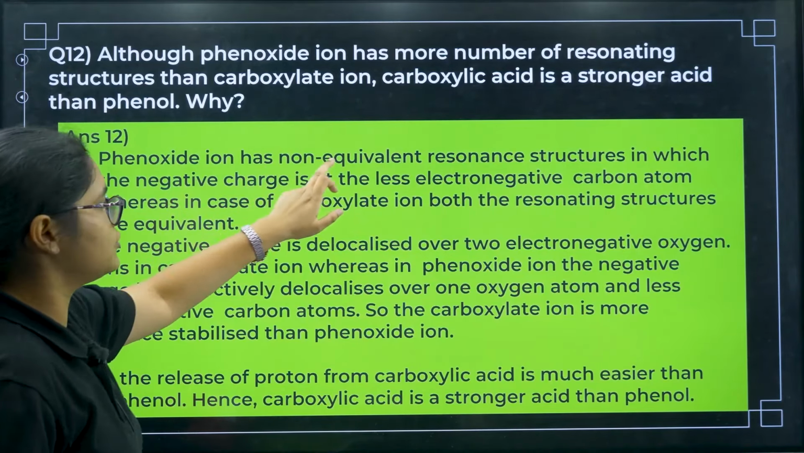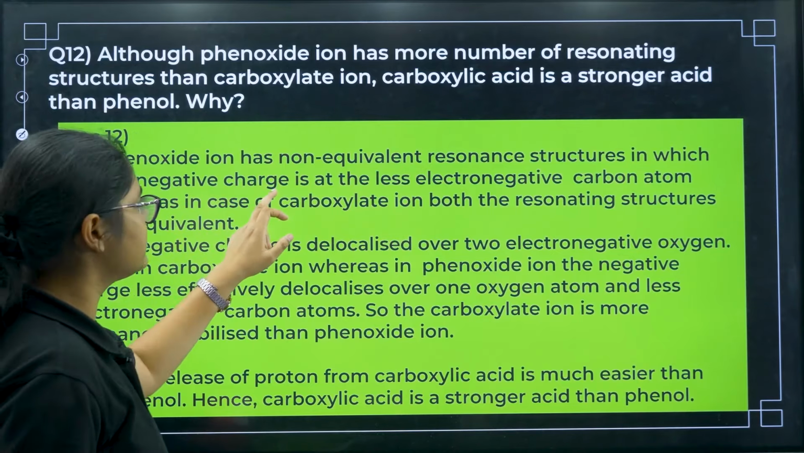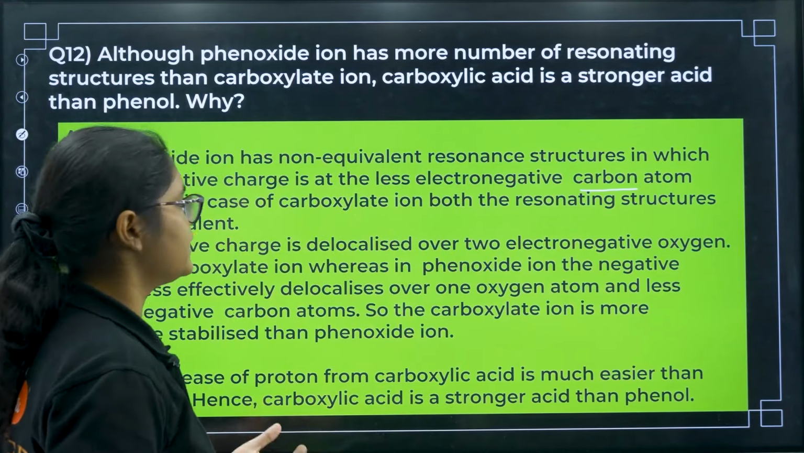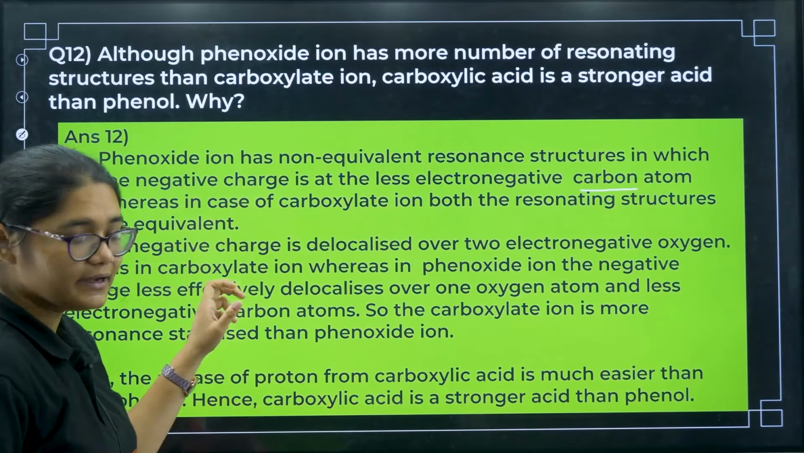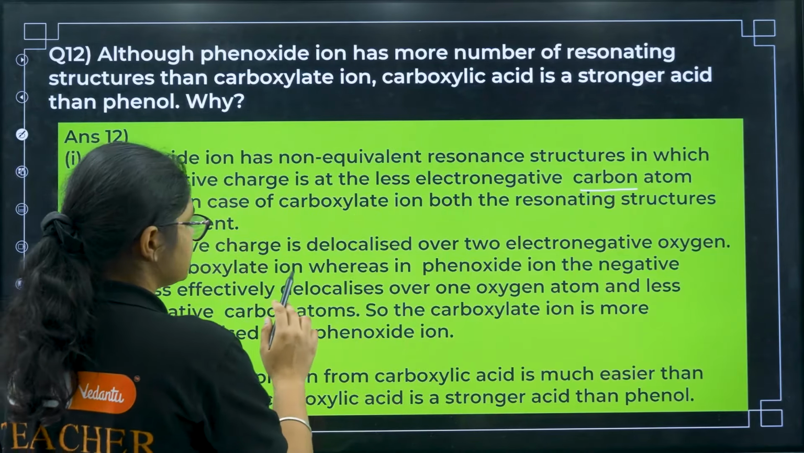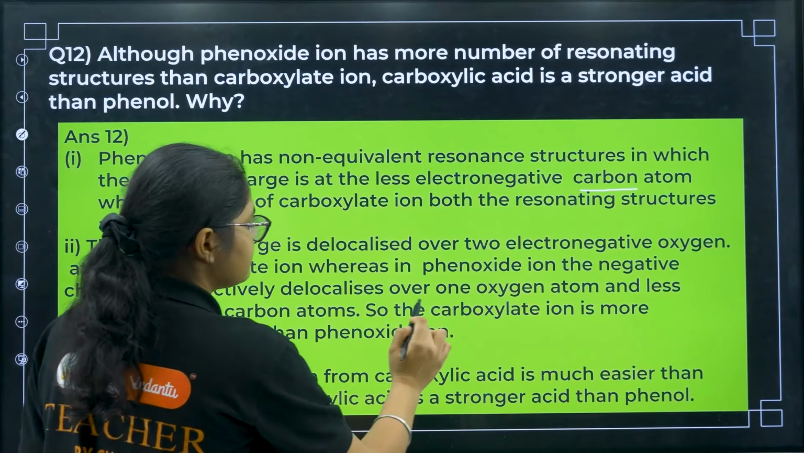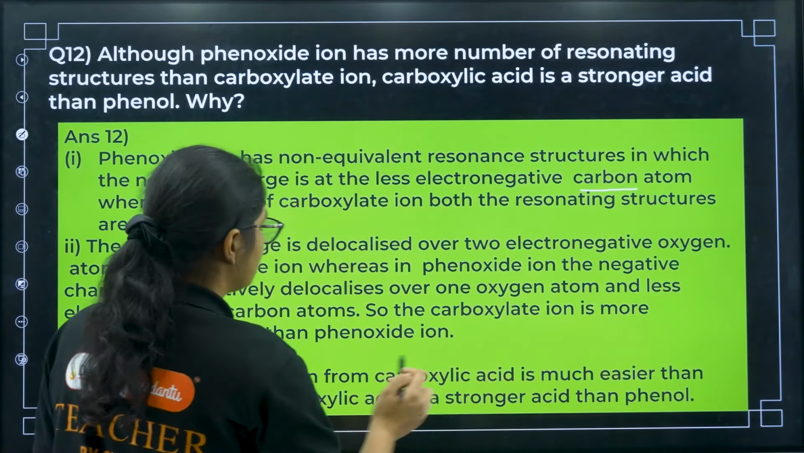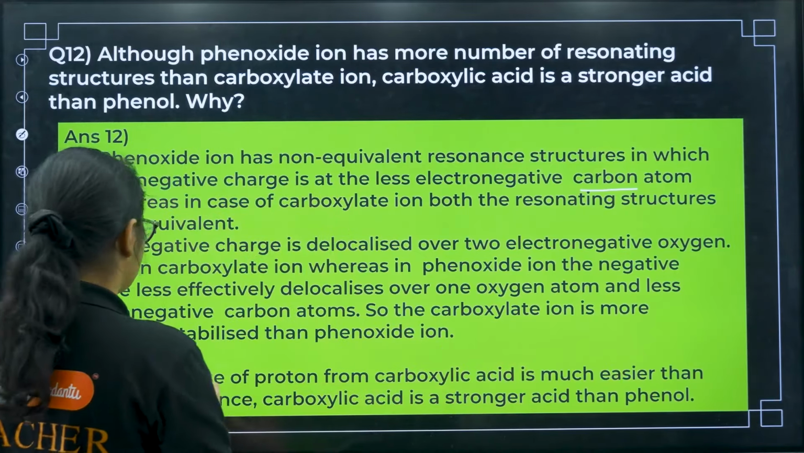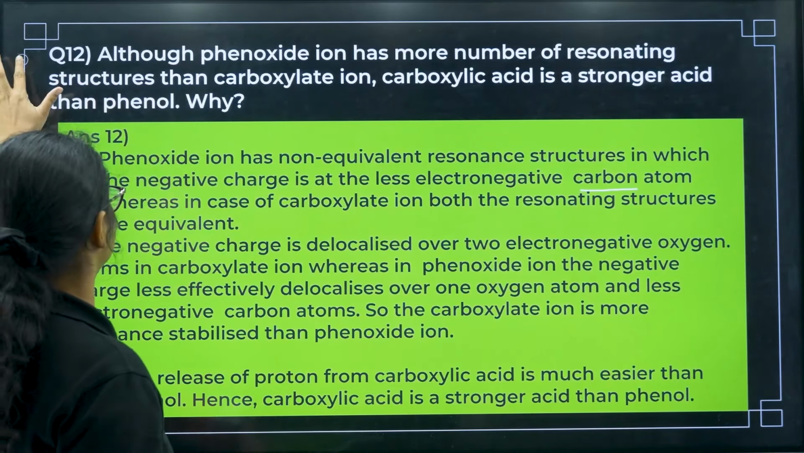So first, phenoxide ion has non-equivalent structures and the negative charge is at the less electronegative carbon atom, whereas in carboxylate ion both the resonating structures are equivalent and the negative charge is delocalized over two electronegative oxygen atoms. In phenoxide ion the negative charge is less effectively delocalized over one oxygen atom and the less electronegative carbon atom. So the carboxylate ion is more resonance stabilized than the phenoxide ion. Okay, so that is why it is more acidic.